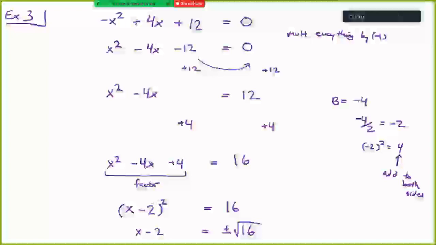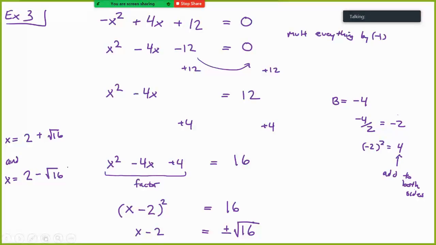Now, we would move our 2 over. The minus 2 needs to move over to be with the square root, right? So we're adding a 2 to both sides. Plus 2 plus 2. So I'm ending on the left of the screen here. We have x equals 2 plus square root of 16, and x equals 2 minus square root of 16.